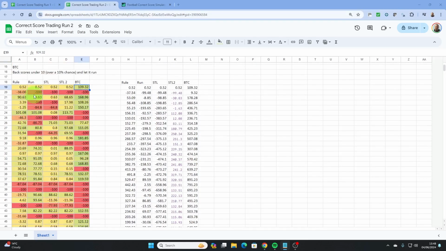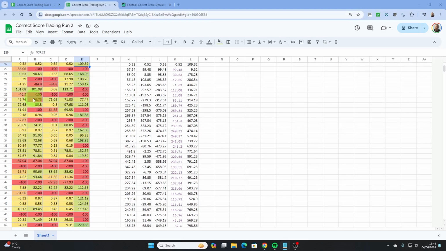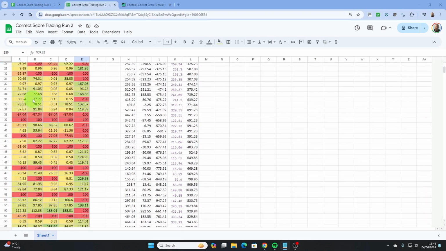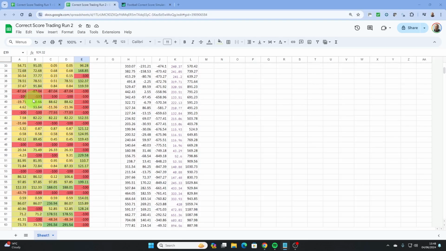The 90-minute strategy had a nightmare. Remember, this was the best performing strategy in the first 100 run. On the second run, it was the worst performing, losing nearly £800, this after making almost £1,200 previously.